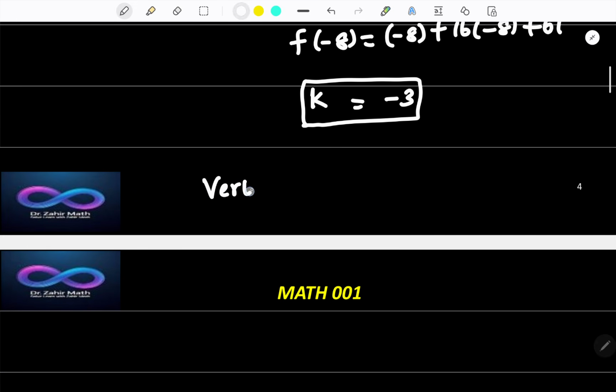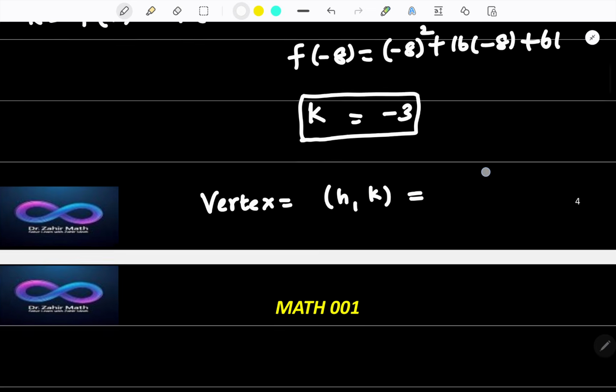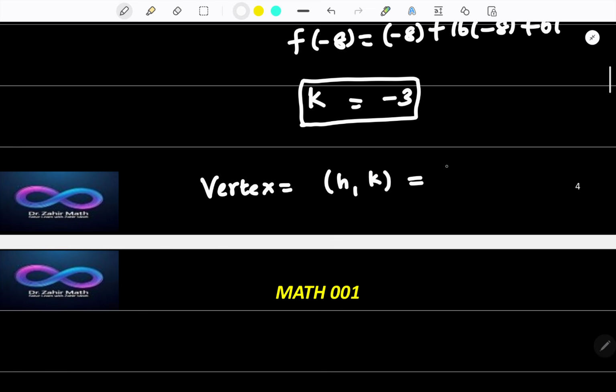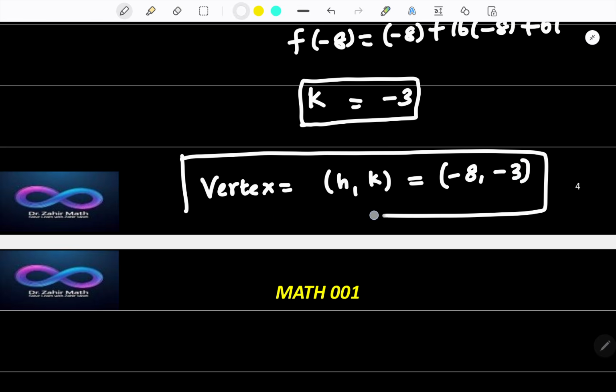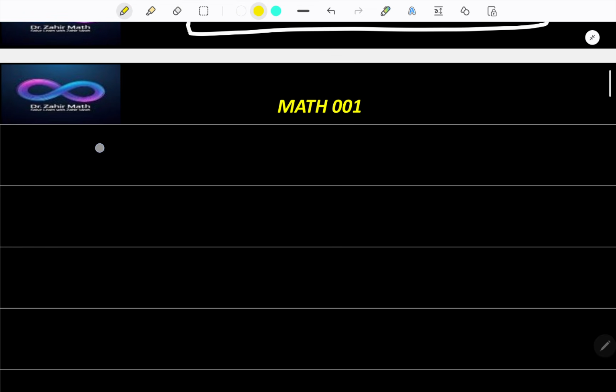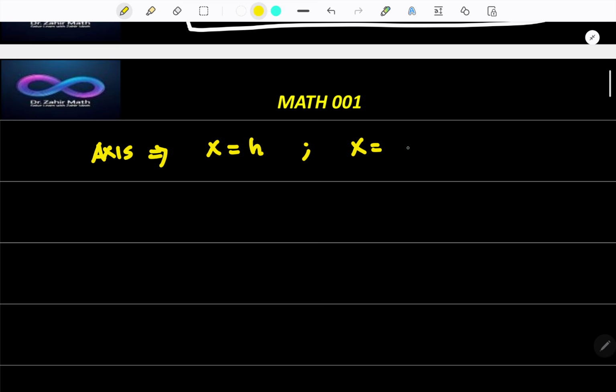What is the formula for vertex? Vertex is equal to h comma k, which is equal to what? H is minus 8 and k is minus 3. So this is your vertex. Clear everybody? Right. Next we are going for axis. What is the formula for axis of symmetry? Which is x is equal to h. So which implies x is equal to, what is the value of h? H is minus 8. So this is axis of symmetry.